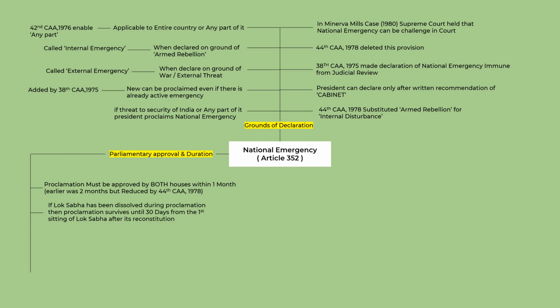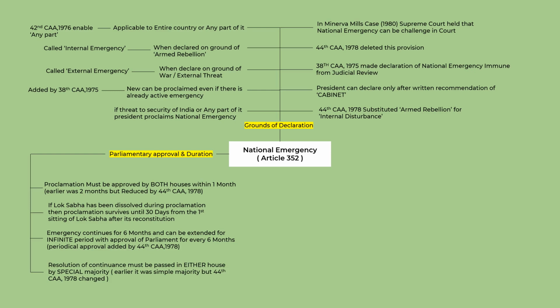If the Lok Sabha has been dissolved during the proclamation, then the proclamation survives until 30 days from the first sitting of Lok Sabha after its reconstitution. Emergency continues for 6 months and can be extended for an infinite period with the approval of Parliament for every 6 months. Periodical approval was added by the 44th Constitutional Amendment Act 1978.